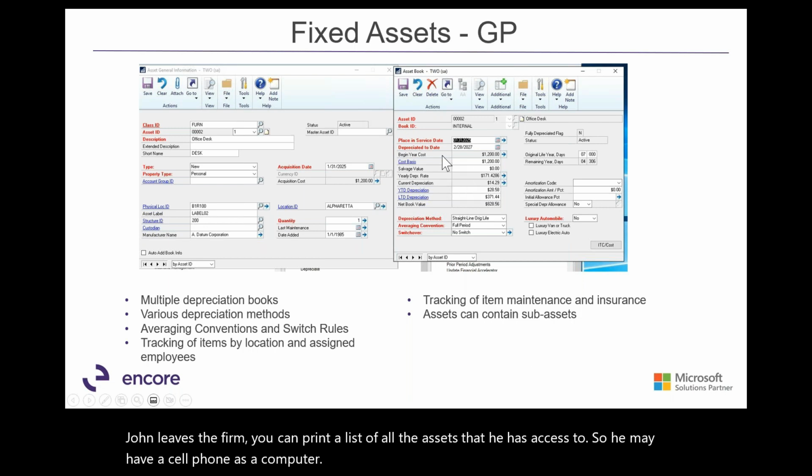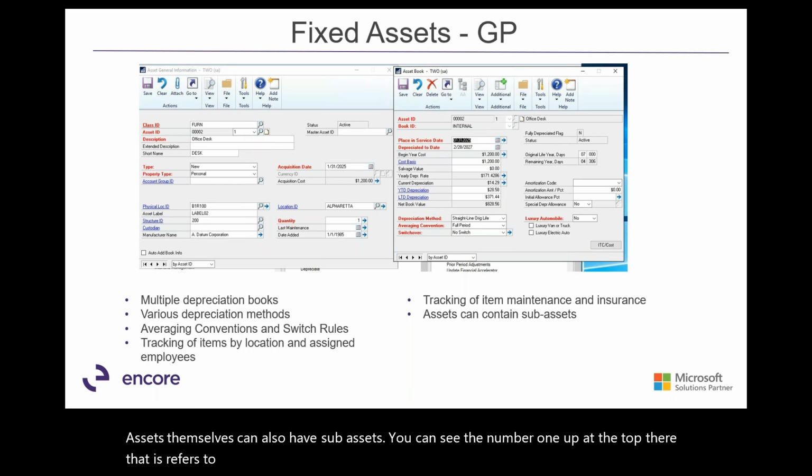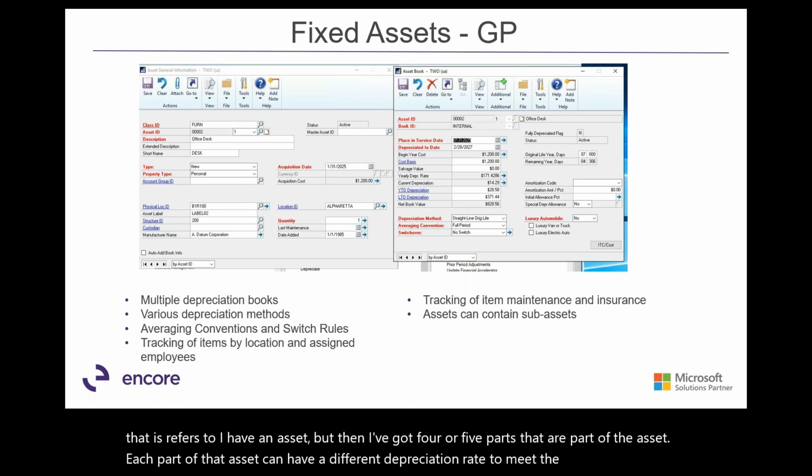Assets themselves can also have sub-assets. You can see the number 1 up at the top there. That refers to, I have an asset, but then I've got 4 or 5 parts that are part of the asset. Each part of that asset can have a different depreciation rate to meet the IFRS requirements.